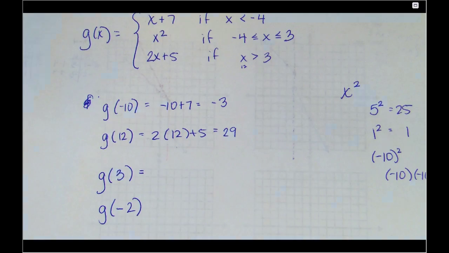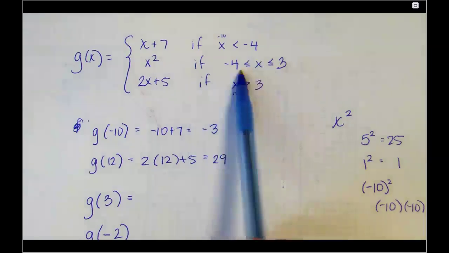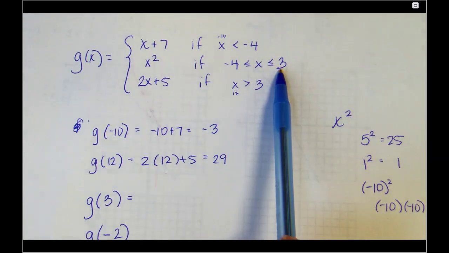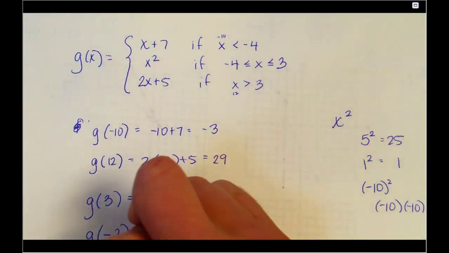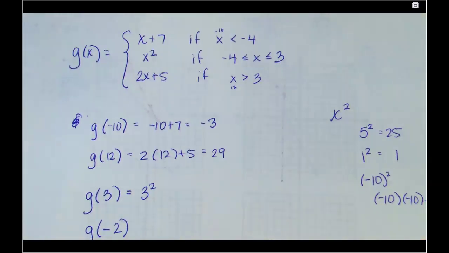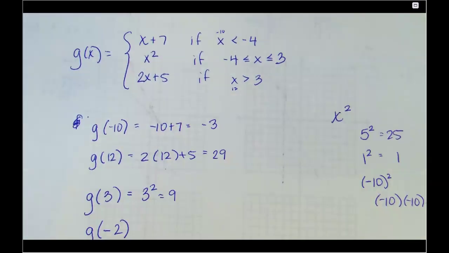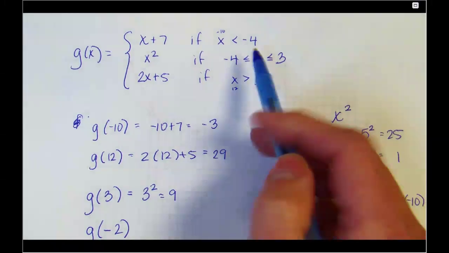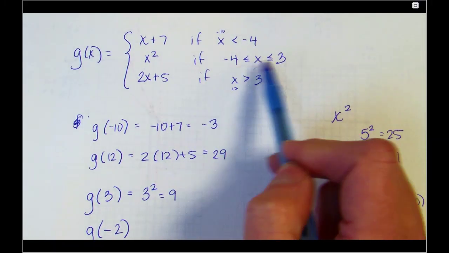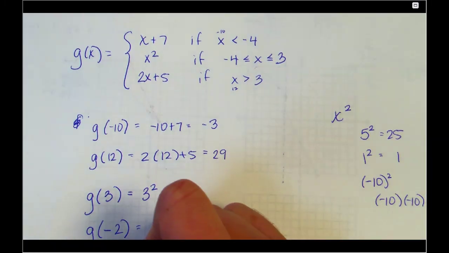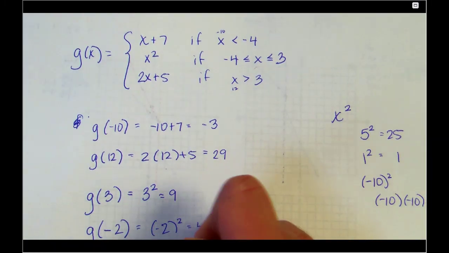Okay, top, middle, or bottom? Middle. So remember we talked yesterday that this literally means your x has to be between those two numbers. This guy is equal to 3 though, so use this guy. G of 3 would be 3 squared, which is 9. Okay. What's G of negative 2? 4. Use the middle again because negative 2 is in between negative 4 and 3. So negative 2 squared is a positive 4.